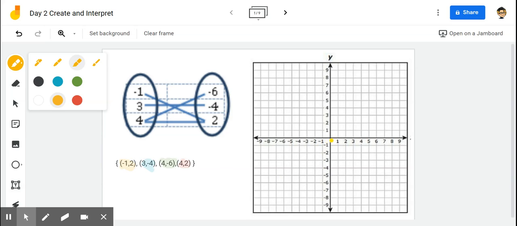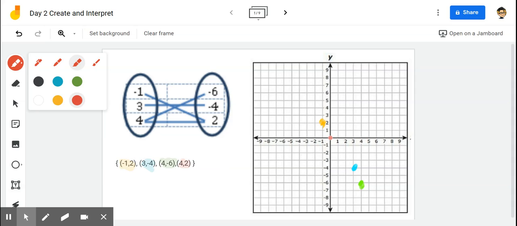We start at the origin. -1 means 1 to the left in the x spot. +2 in the y spot means 2 up. Here's my first point. We do the blue one. Start at the origin. +3 in the x spot means 3 boxes to the right. -4 in the y spot means 1, 2, 3, 4 boxes down. We do green. Start at the origin. +4 in the x spot goes 4 boxes to the right. -6 in the y spot goes 6 boxes down.